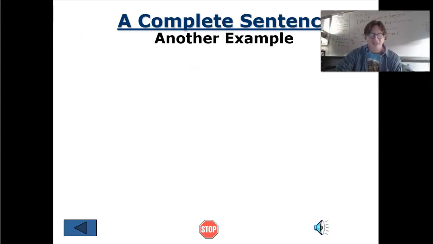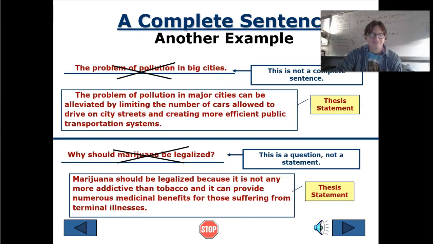Another example. The problem of pollution in big cities. Again, that's not a complete sentence. The problem of pollution in major cities can be alleviated by limiting the number of cars allowed to drive on city streets and creating more efficient public transportation systems. Okay? Don't pose a question. Why should marijuana be legalized? Nope, wrong. You just have to state why it should be legalized and the reasons for it.